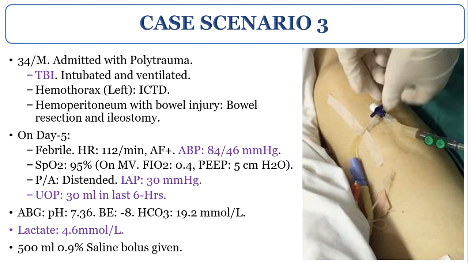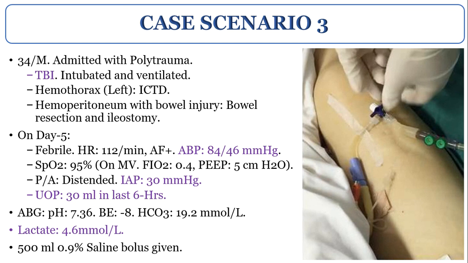Do you agree with this PEEP of 5 strategy? Though this is not the lecture. So abdominal pressure is 30 mm of mercury, intra-abdominal pressure, and urine output is only 30 ml in the last 6 hours. So do you agree with me that this patient has got abdominal compartment syndrome? Yes. And if there is an abdominal compartment syndrome with an IAP of 30, what should be the PEEP? Is 5 enough? It should be more. Alright.